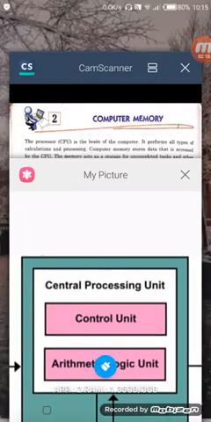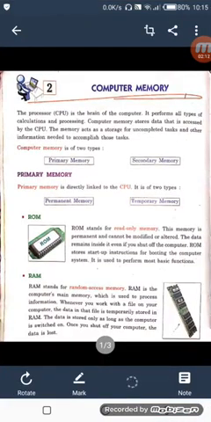So let's start. The processor, CPU, is the brain of the computer. It performs all types of calculations and processing. We know the arithmetic unit is for calculations and the logic unit for comparison, and it processes our data. Computer memory stores data that is accessed by the CPU. When we feed data and instructions to the computer, they are saved into memory. After that, the processing is done inside our CPU, and after that, the data will be saved.